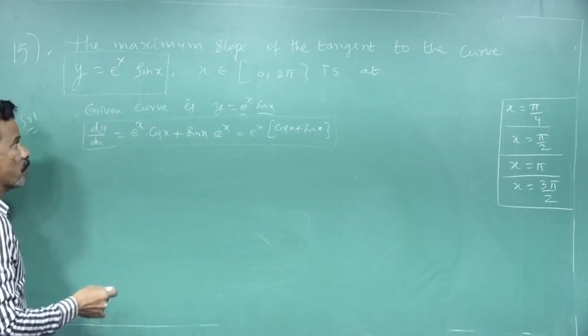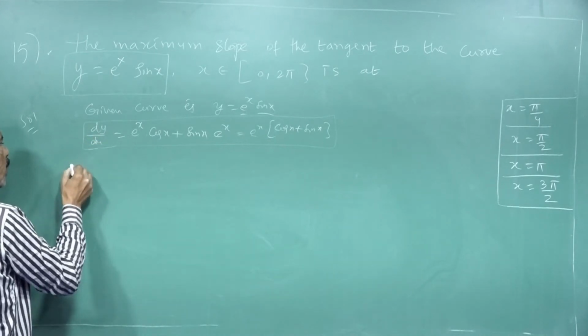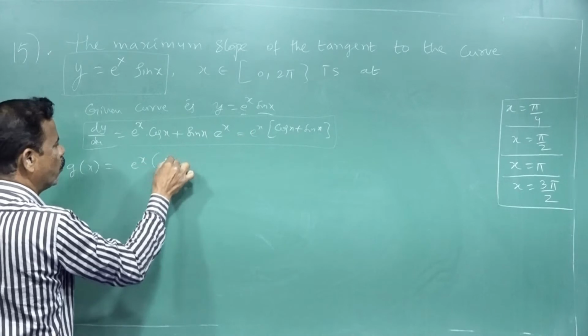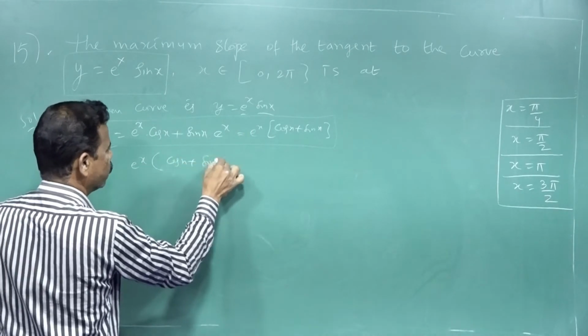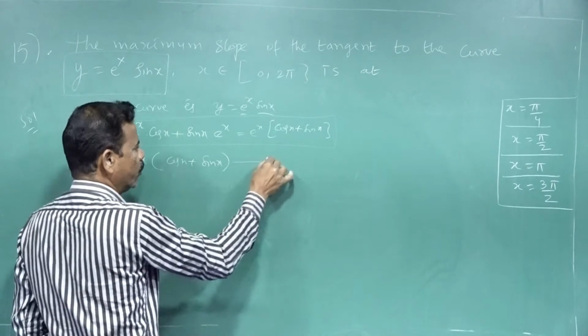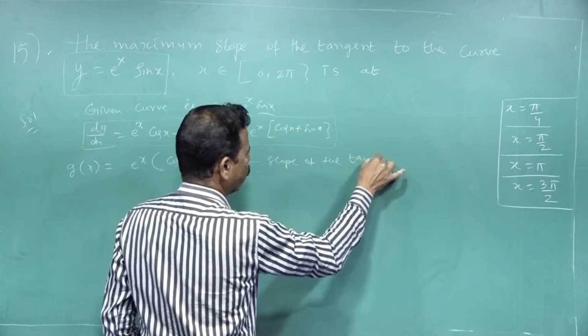But he is asking where the slope is maximum. So this is taken as another function. G of x is equal to e power of x into (cos x plus sin x). Now this is the slope of the tangent equation.